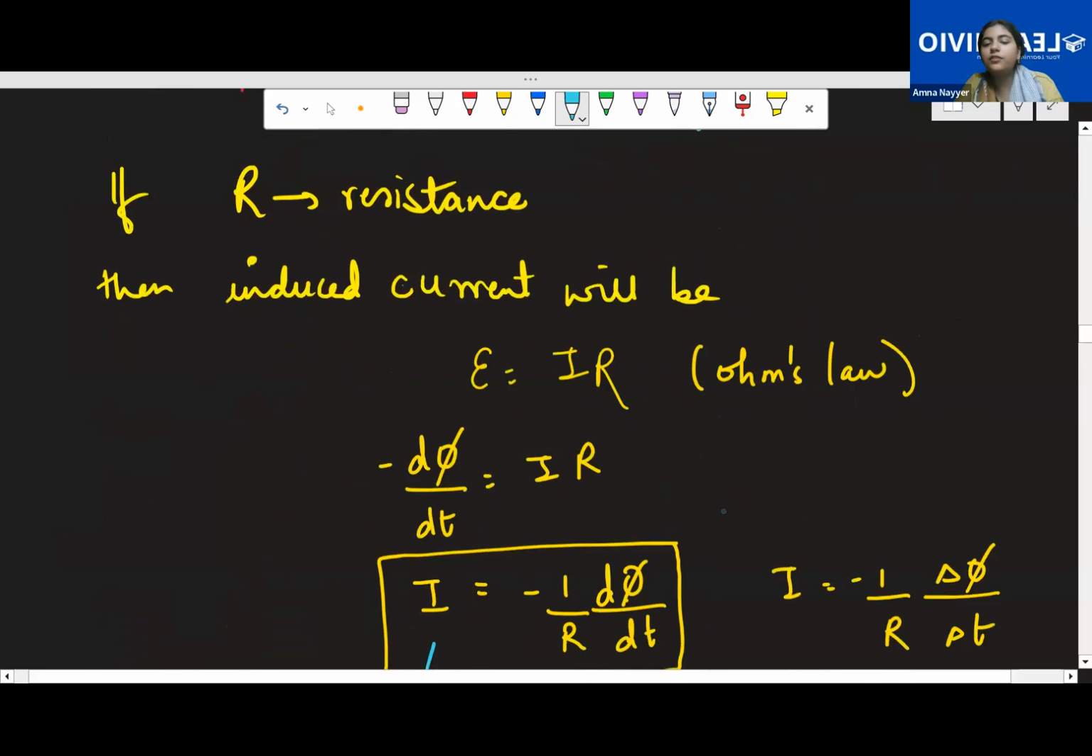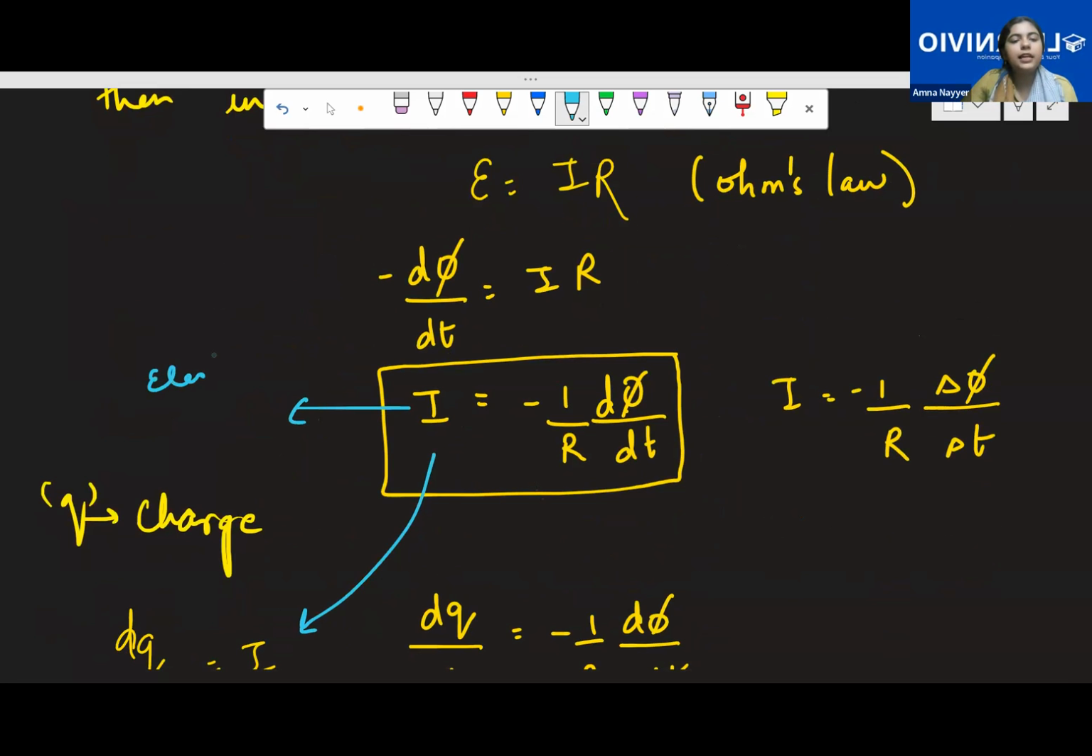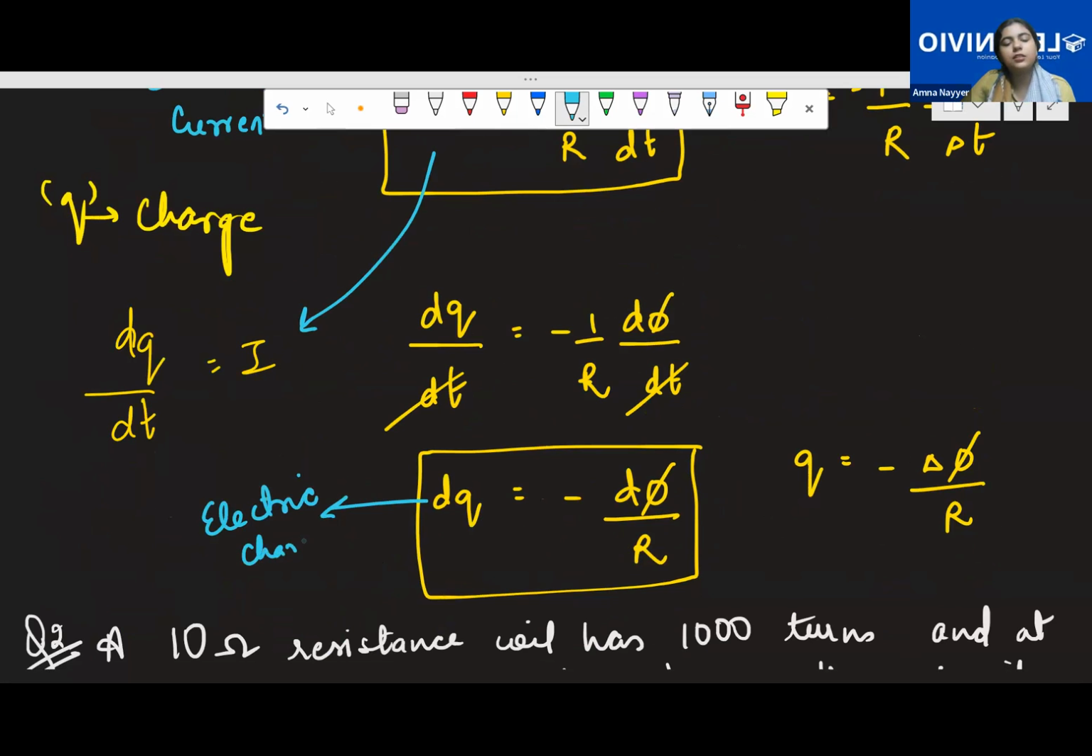Then for the different formula, you can use this where I is equal to the electric current and Q is for the charge. This is for the electric charge.